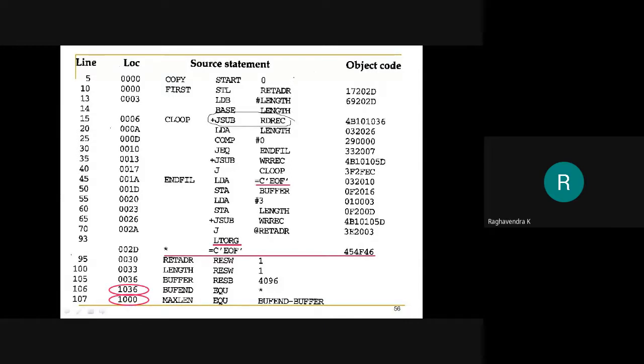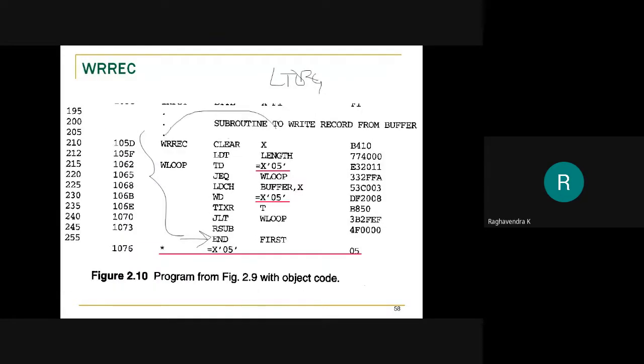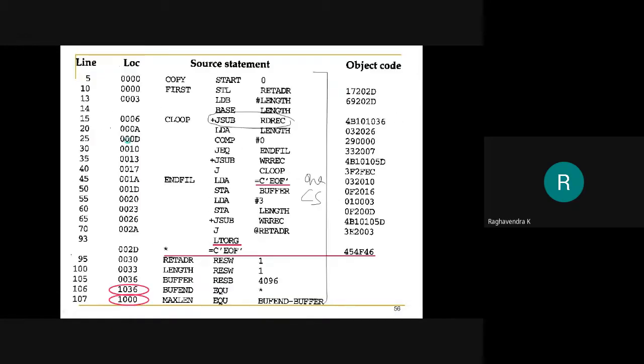Now what we are trying to do is make this entire program one control section. This main part is one. This one I'm considering as a second control section, a completely different routine, and this one is a completely separate routine. When they were together, read record was assigned the address 1036. That's why we put it as 4B101036, so 1036 directly specified the address.